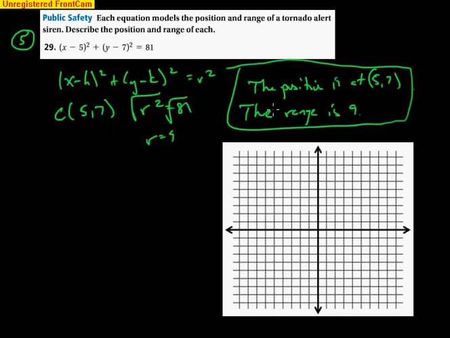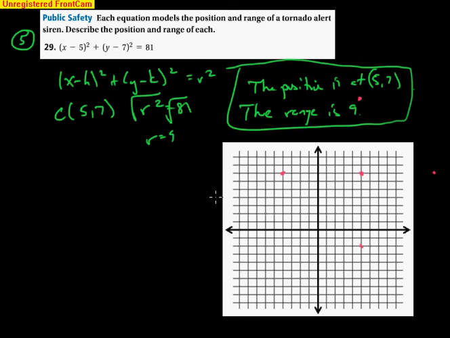So on here with red, I'll put the center at 5, 7. So 1, 2, 3, 4, 5. 1, 2, 3, 4, 5, 6, 7. And now I have to count 9 in every position. So again, I'm not going to make it, but I'll do my best. I'll go left. 1, 2, 3, 4, 5, 6, 7, 8, 9. I'll go down 1, 2, 3, 4, 5, 6, 7, 8, 9. And then I'll just estimate to the right. 1, 2, 3, 4, 5, 6, 7, 8, 9. And then up. 1, 2, 3, 4, 5, 6, 7, 8.